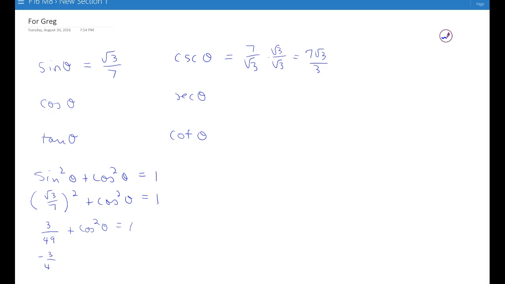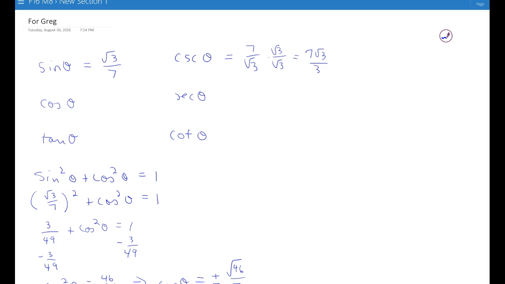So then I should subtract 3/49 from both sides. So that's going to give me that the cosine squared of theta equals 46/49. So that means the cosine of theta equals plus or minus the square root of 46 over 7.